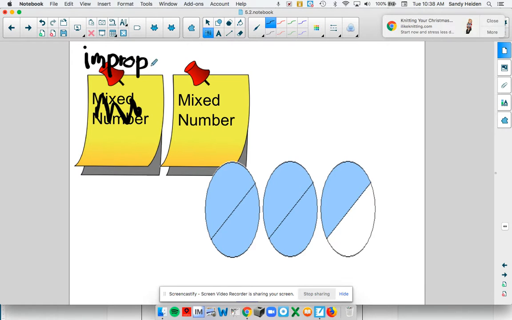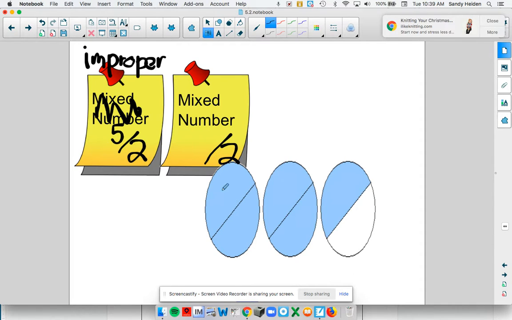You can figure it out while I'm writing the word. Okay, mixed number. Ooh, what's the bottom number going to be first? Each is divided into 2. That stays the same on both of them. Improper, count all the pieces. 1 that are colored, 2, 3, 4, 5. 5 halves, or 5 over 2.